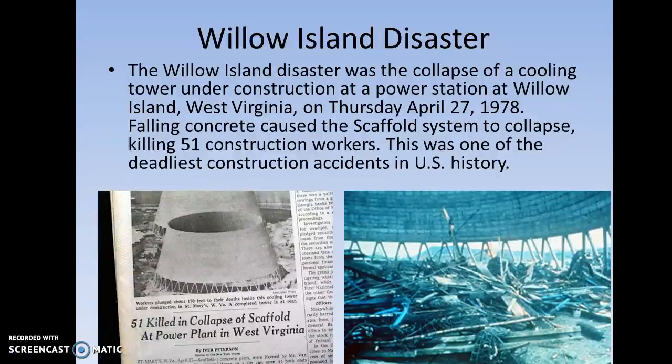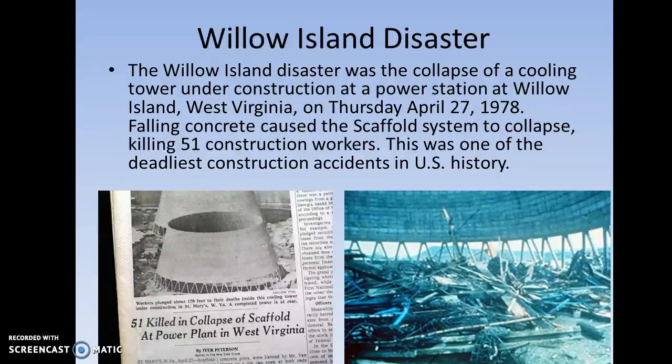The Willow Island disaster. The Willow Island disaster was the collapse of a cooling tower under construction at a power station in Willow Island, West Virginia on Thursday, April 27, 1978. Falling concrete caused the scaffold system to collapse, killing 51 construction workers. This is one of the deadliest construction accidents in the U.S.